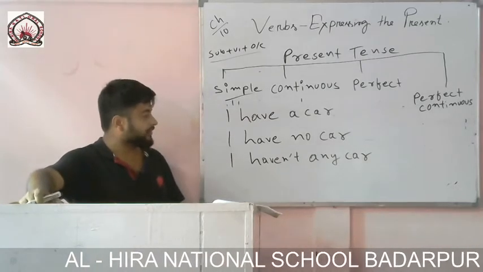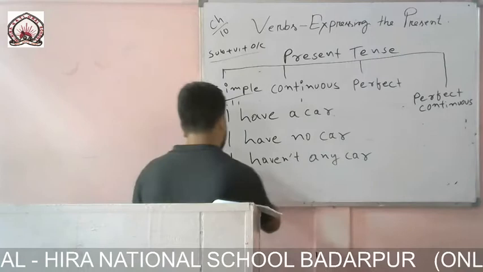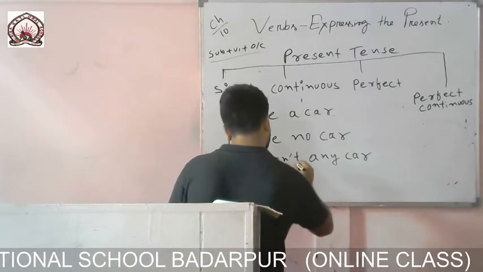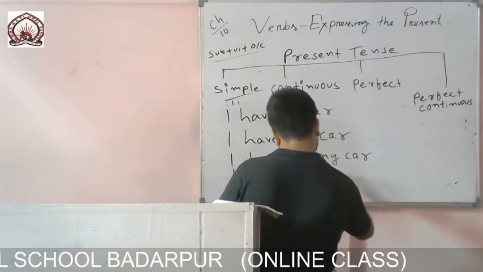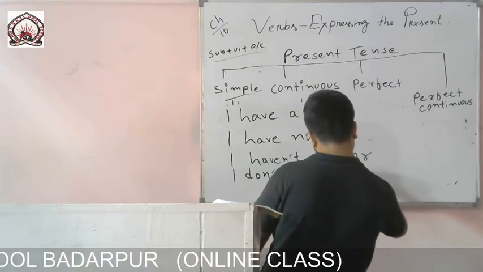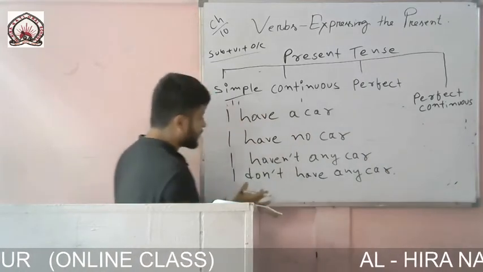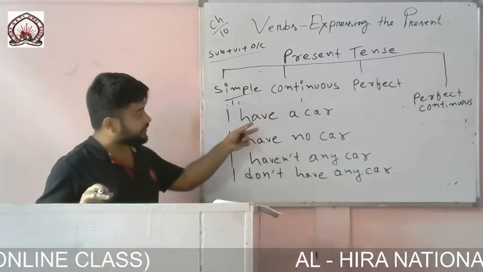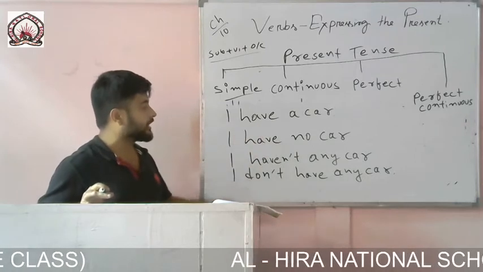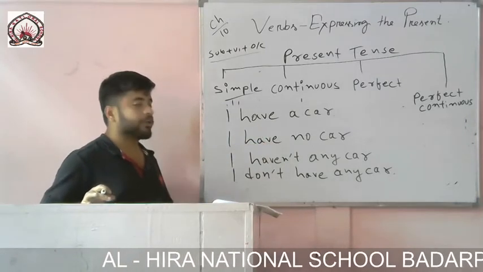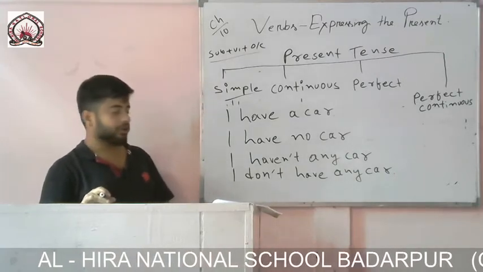You can also write like this: I don't have any car. There are three ways to transform this affirmative into negative: I have no car, I haven't any car, and I don't have any car.